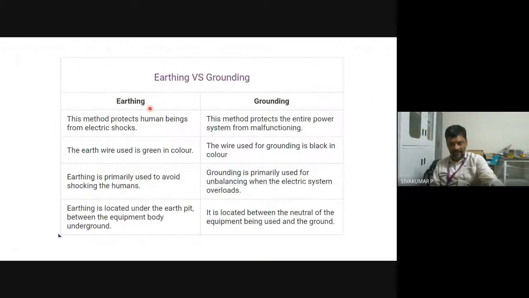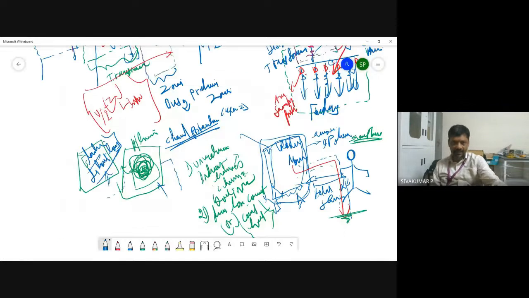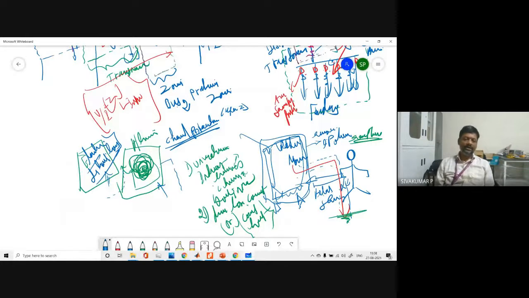Now, what is meant by grounding? Suppose in a three-phase system, please assume this is the transformer. Yes, this is the transformer. Yes, this is the neutral point. This is the neutral point.